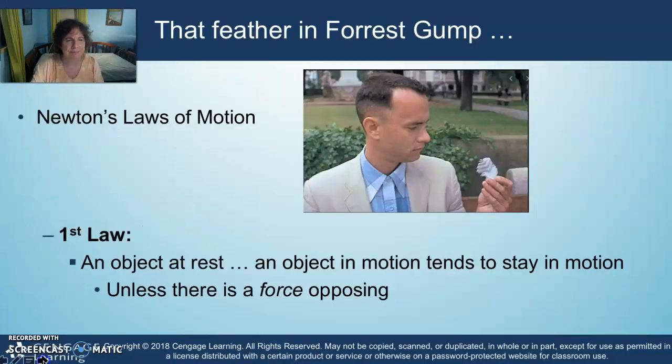Let's look into that. If you go back to Forrest Gump, you have to think about Newton's laws of motion and what's going on there, because the feather is going up and moving around, so it's moving in vertical and horizontal directions. But underpinning all of that is the first law that says an object at rest tends to stay at rest. So the feather in his hand is going to stay in his hand. An object in motion tends to stay in motion. When he lets it go and the wind picks it up, it tends to stay in motion, unless there is a force opposing that motion. So let's think about that first law.